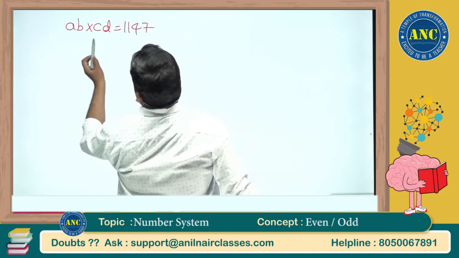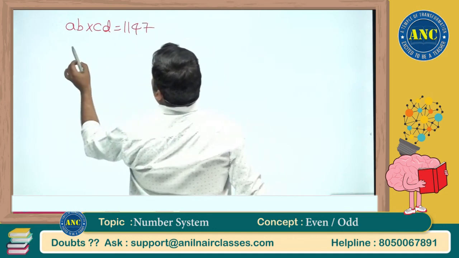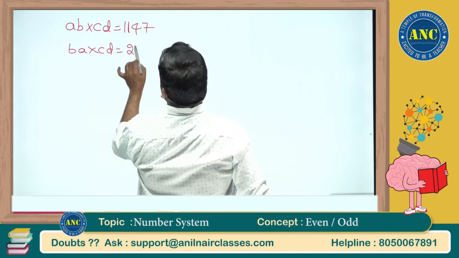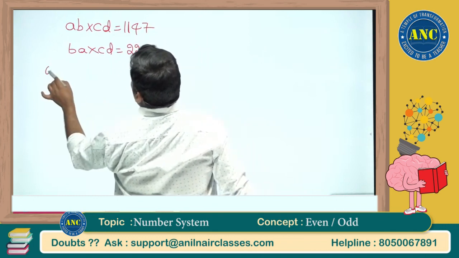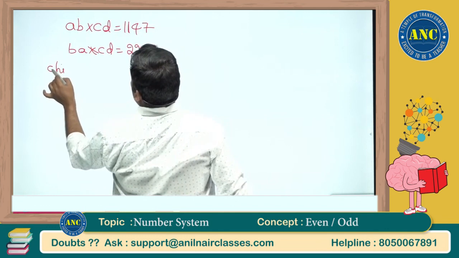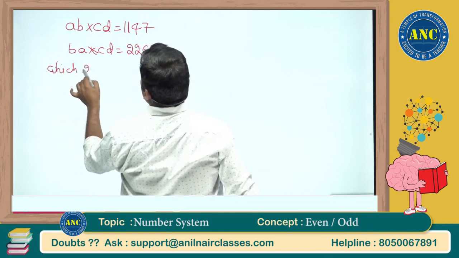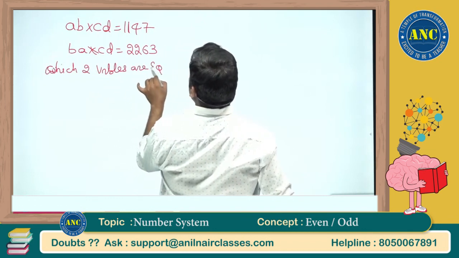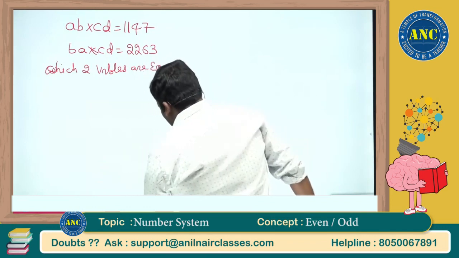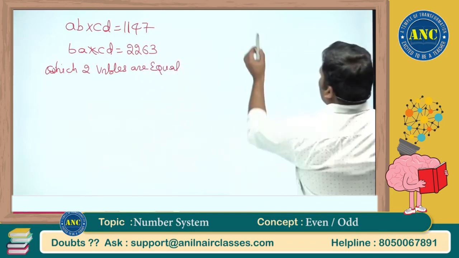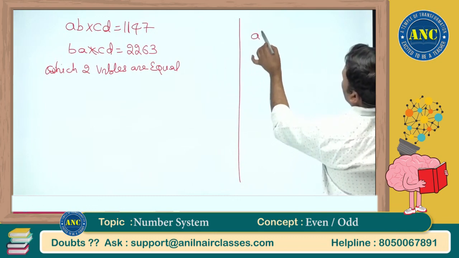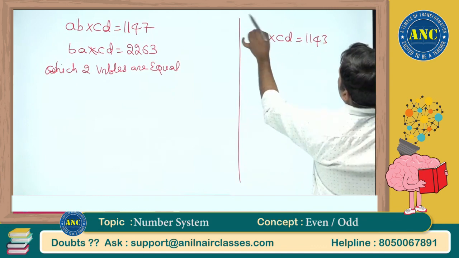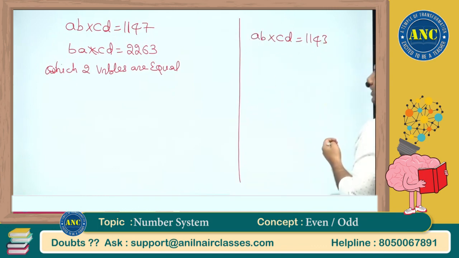AB into CD is 1147. The question is BA into CD is 2263. Which two variables are equal? Again, I am repeating that concept with unit digit 3, sir. That is something you should know. It might help you to solve some problems. AB into CD is equivalent to 1143. This is the mistake which I made. So what are the AB and CD values?